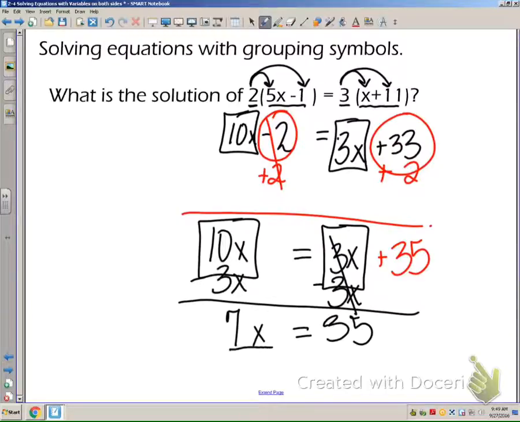Now I'm trying to separate the two. So this is multiplication. To separate them, I need to undo it by dividing. Undo the multiplication by division. Whatever I do on one side, I have to do it on the other. So x is equal to 35 divided by 7, which is 5.